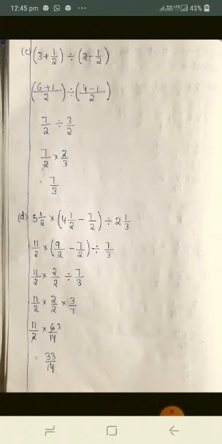In the middle a division symbol is there. So first fraction keep as it is, divide will become multiply, and the second number you have to write as its reciprocal. 2 2s can be cancelled. What will be left? 7 by 3. That is the answer.